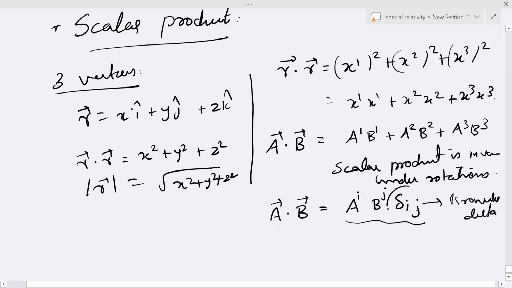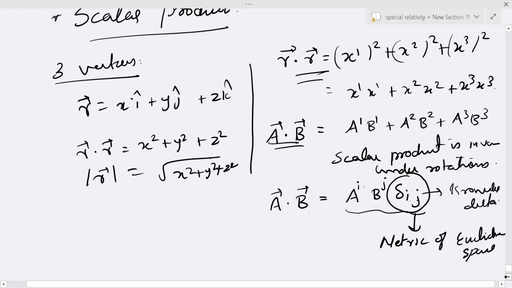And this delta ij, this Kronecker delta, we can give it a nice name. We can call it the metric of, let's say, Euclidean space, because this symbol tells us how to calculate the distance. It tells us how to calculate the scalar product. This is the concept of a metric.